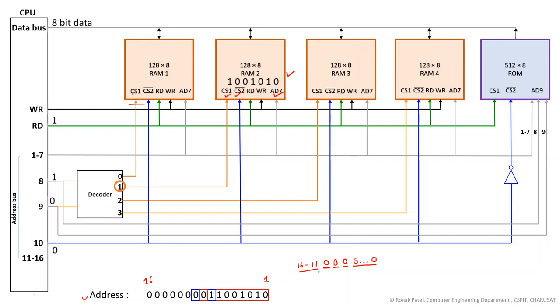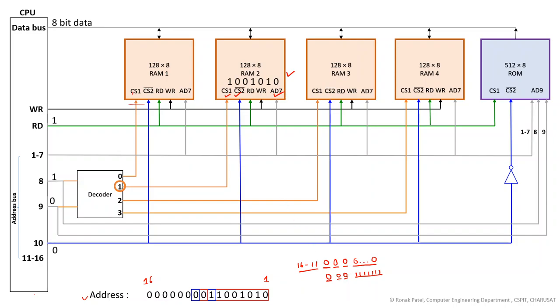Same way, for RAM 1, I want to find out the ending address. So for the ending address, again the same RAM, the ending address is 1111111, 7 times. Because 128 means how many bits? 7 bits. So starting is all 7 zeros, ending is all 7 ones.